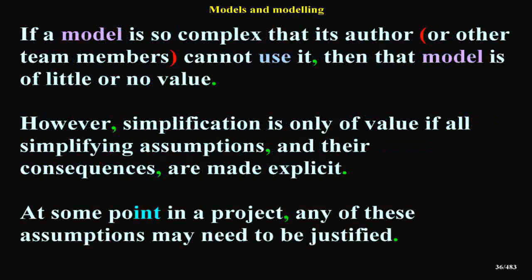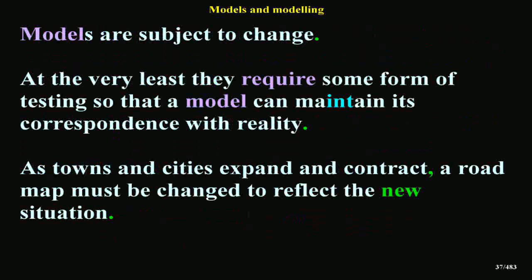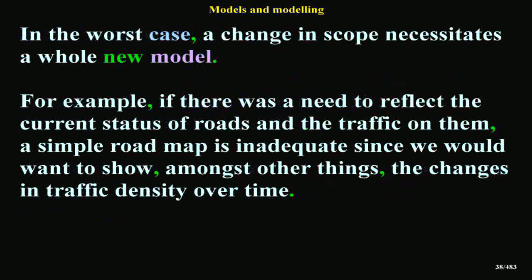However, simplification is only of value if all simplifying assumptions, and their consequences, are made explicit. At some point in a project, any of these assumptions may need to be justified. Models are subject to change. At the very least, they require some form of testing so that a model can maintain its correspondence with reality. As towns and cities expand and contract, a road map must be changed to reflect the new situation. In the worst case, a change in scope necessitates a whole new model.